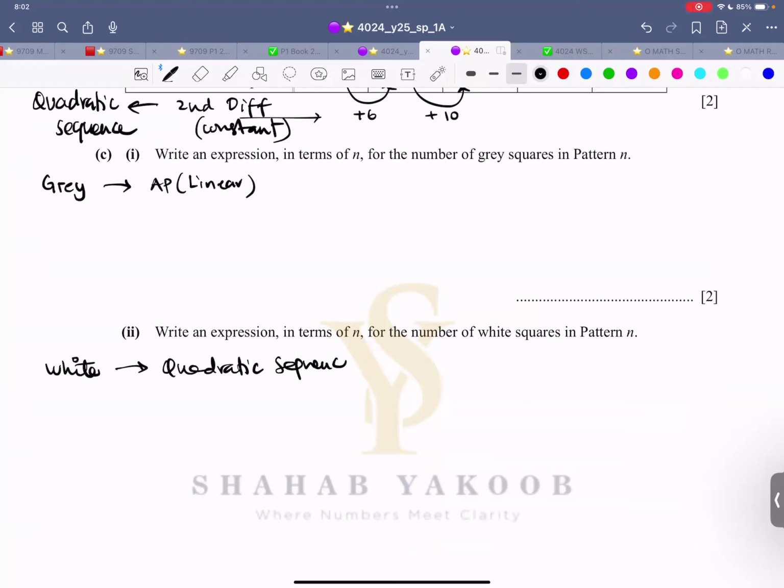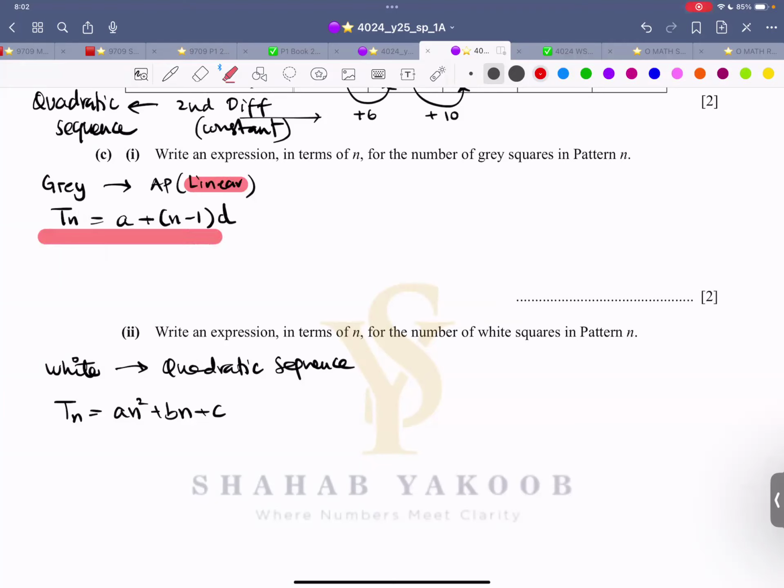And this quadratic sequence or pattern, it forms this rule Tn is an square plus bn plus c. And the linear follows this rule a plus n minus 1 into d. These are the two rules that we work with. Let me highlight this. This is the linear sequence. That's how it's to be done. This is the quadratic sequence. That's how it's to be done.